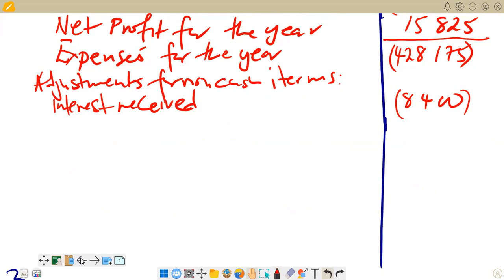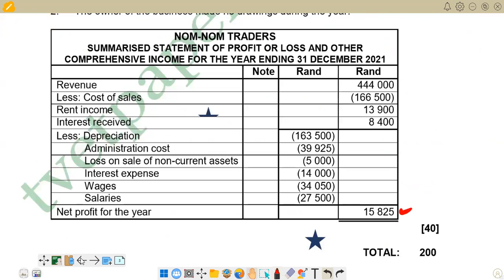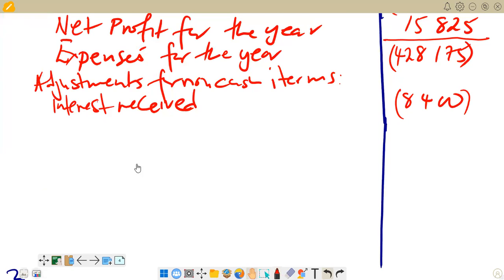So if you go back to the question now, we try to see what from interest received we have. We then go down and see that we've got depreciation, and depreciation is 163,500. And remember, depreciation is an expense charged under operating expenses in the income statement. So we are going to show it as a positive. Then we go back now to adjust for depreciation there. So now here we have got depreciation.